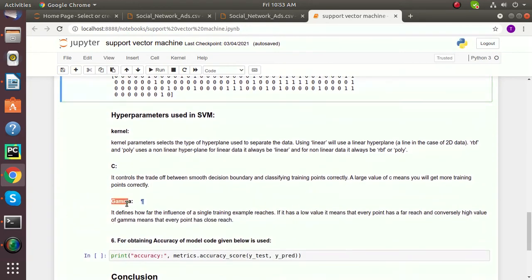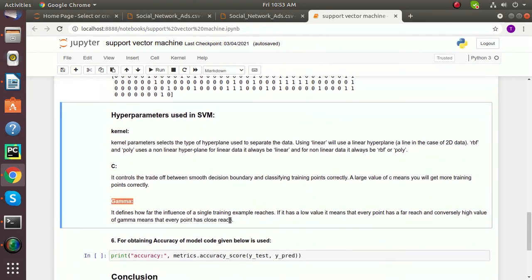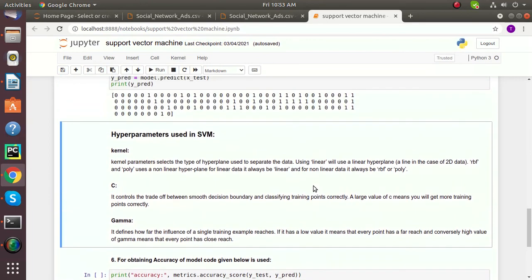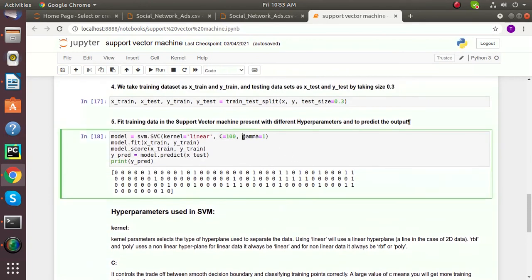The other one is gamma. It defines how far the influence of a single training example reaches. If it has a low value, it means that every point has a far reach, and conversely, a high value of gamma means that every point has a close reach. It's inverse. So basically we use it as 1.